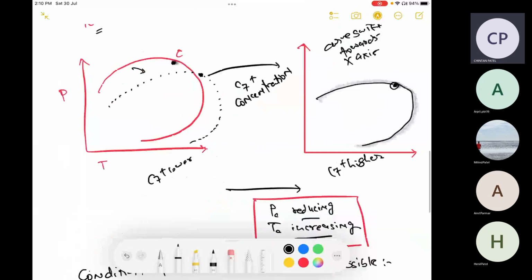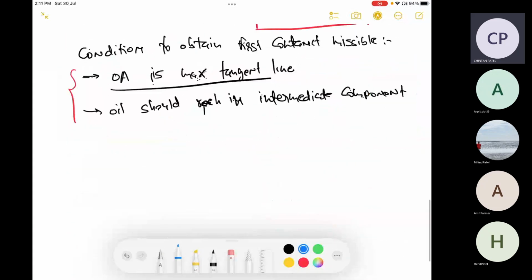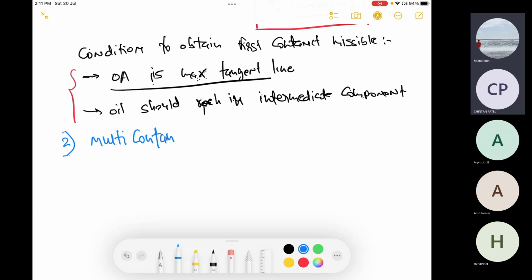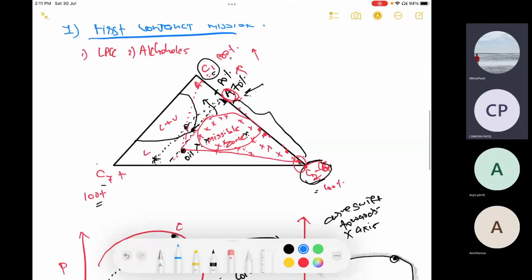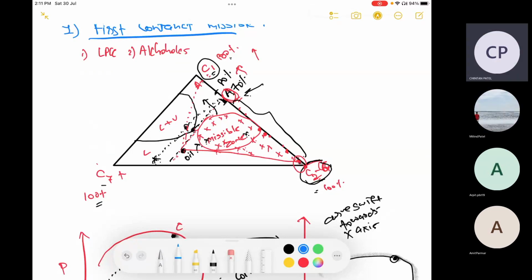Which is the multi-contact miscibility. So any question from your side, or any doubts? Sir, when must the line be tangent to that two-phase region? Yes, the line, like the minimum condition. Let's suppose, let me explain this from another diagram.